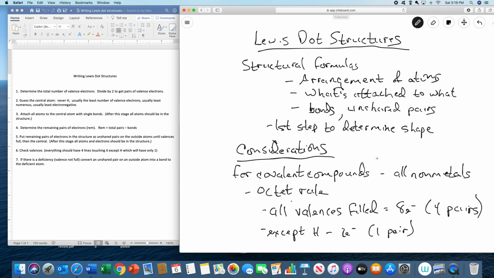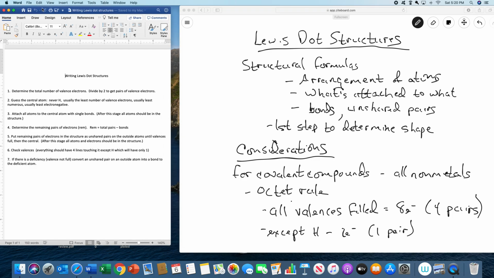Now, over here to the right, I have the steps for determining Lewis dot structures. I'm going to go through each of these steps, and I'm going to keep this up here as I go through several examples. These won't make sense until I do the examples, but we'll do it anyway. The first step is to determine the total number of valence electrons in the molecule, and then divide by 2 to get pairs of valence electrons. Then we're going to guess the central atom. I know it sounds weird to say guess, but that's what we're going to do.